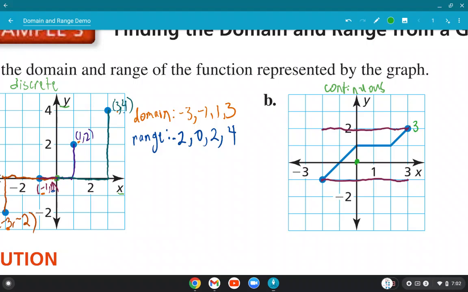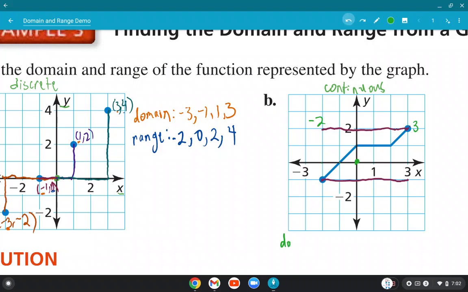3. Then I'm going to count to the left from the origin. 1, 2. I'm not going to forget my negative sign right now. So right now, we just found our domain.